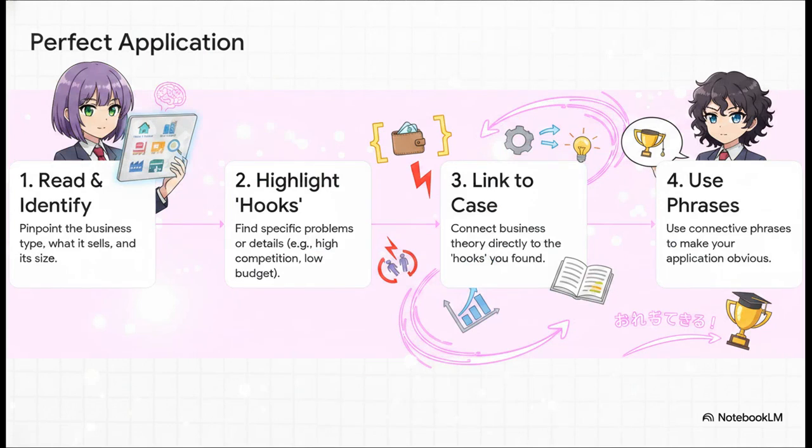So, how do we get this right every single time? Well, I've got a secret weapon for you, a really simple 4-step method. First, you've got to read and identify the basics. Is it a sole trader, a PLC? What are they selling? Second, highlight what I call the hooks. These are those juicy details the examiner gives you, like a low budget or high competition. Third, link your business theory directly to those hooks. And finally, number 4, use connective phrases to basically shout out your application to the examiner.